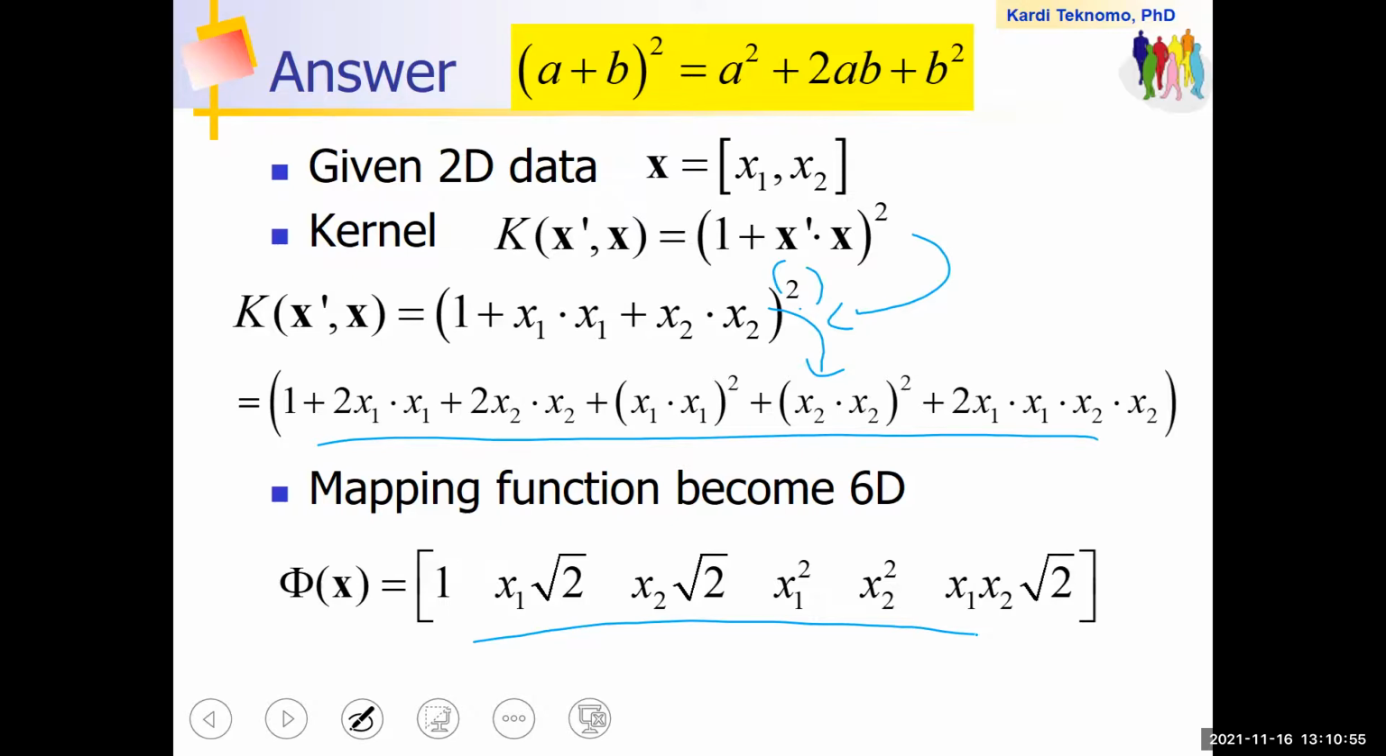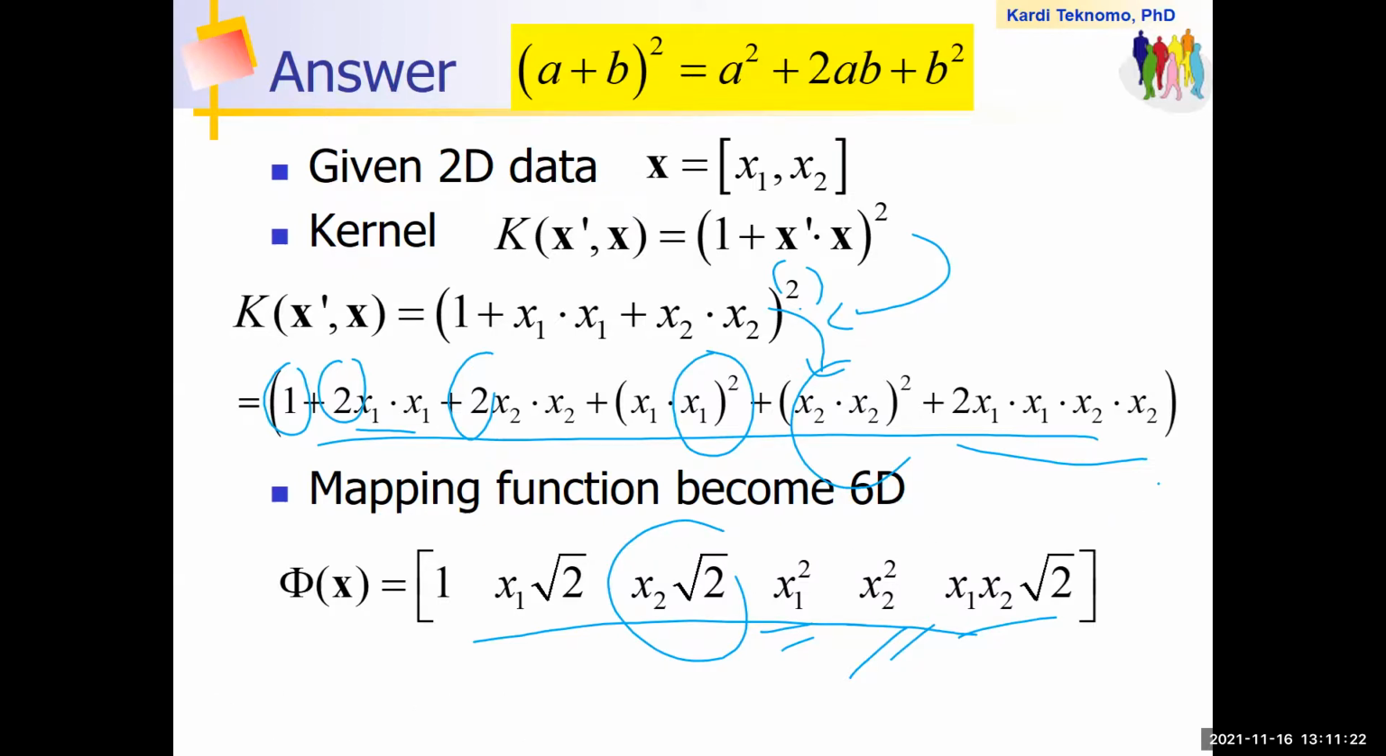You see, we get the square root of this. This is 1, square root of 2. This is x1, x1. So this one is square root of 2 of this. This one, you take the square root of this, you get x1. And then you get the square root of this, you get x2. And then you get x1, x2, square root of 2. So you get six dimensions here.